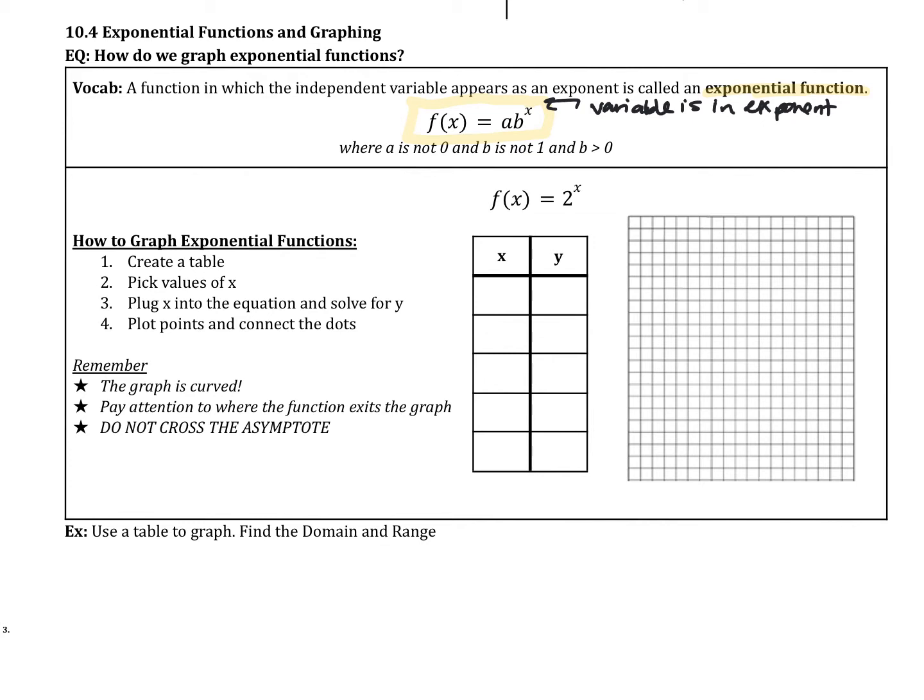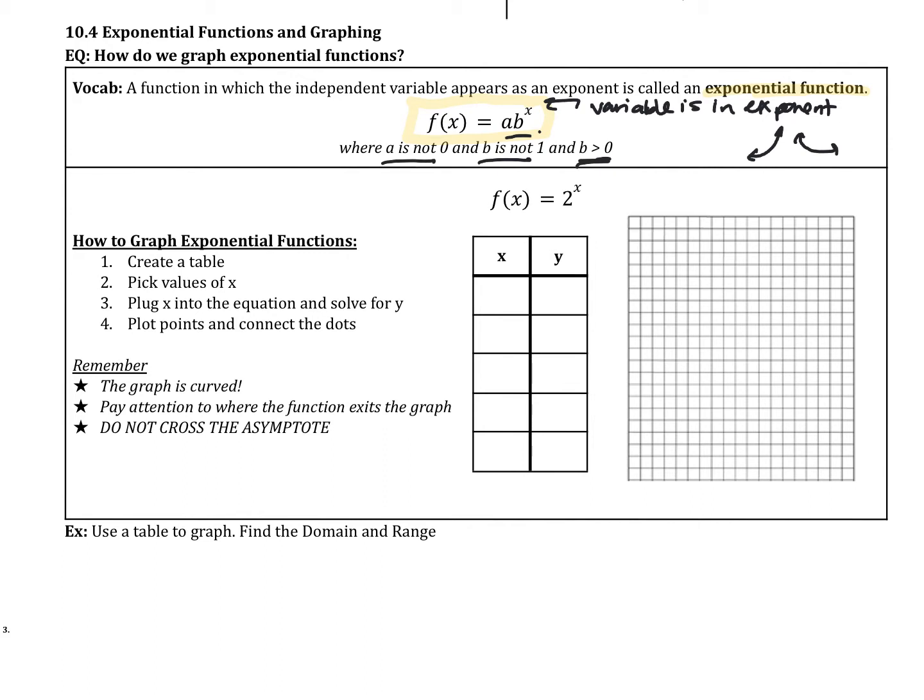Some things to note, we talked about this already. a is not 0. If a was 0, 0 times b to the x, we wouldn't have anything here. b is not 1 because 1 to the power of anything is still just 1, which would make it not an exponential function either. And our b value is greater than 0. Exponential functions, we remember from last class, have graphs that kind of look like a skateboarding slope or a skiing slope. So keep that shape in mind when we are graphing.